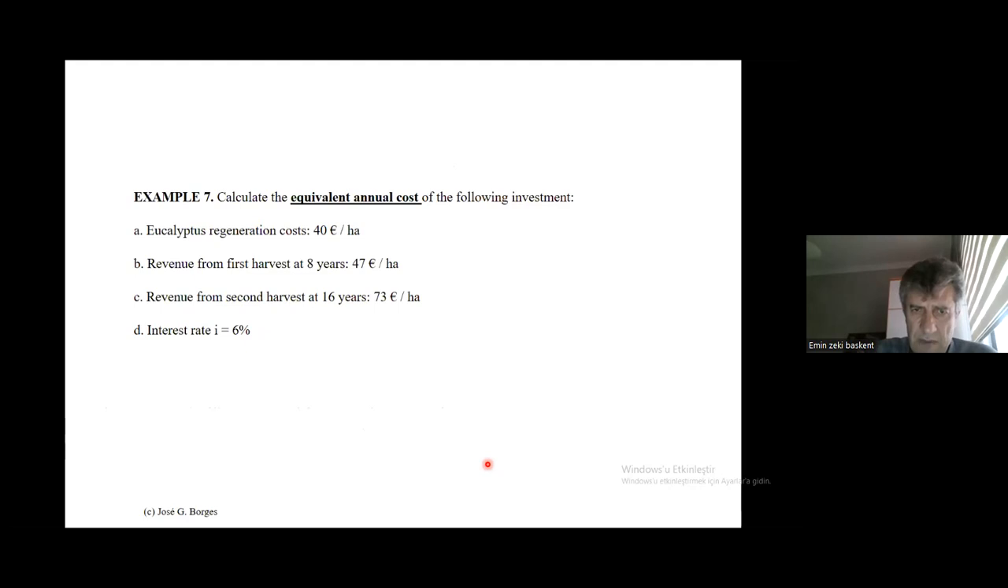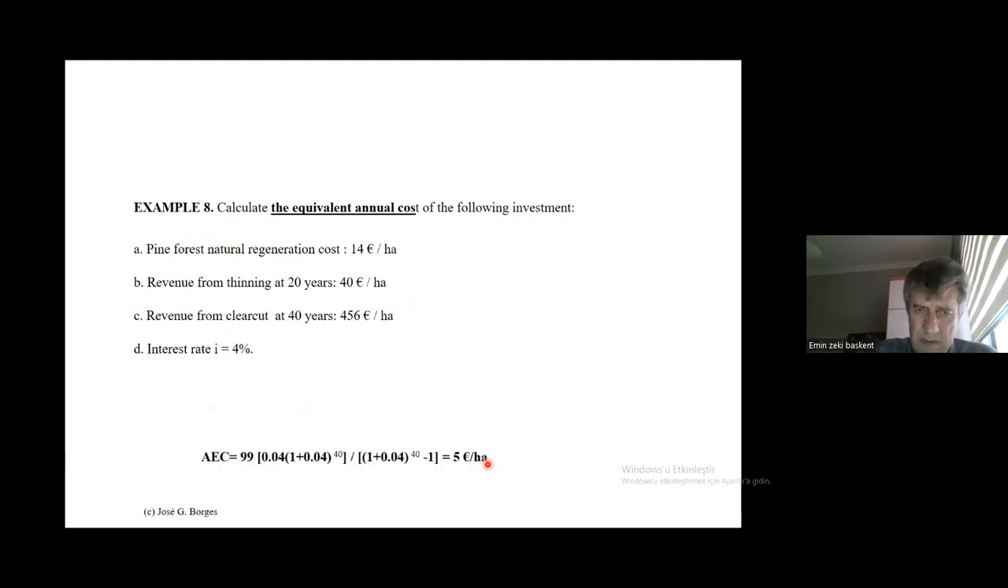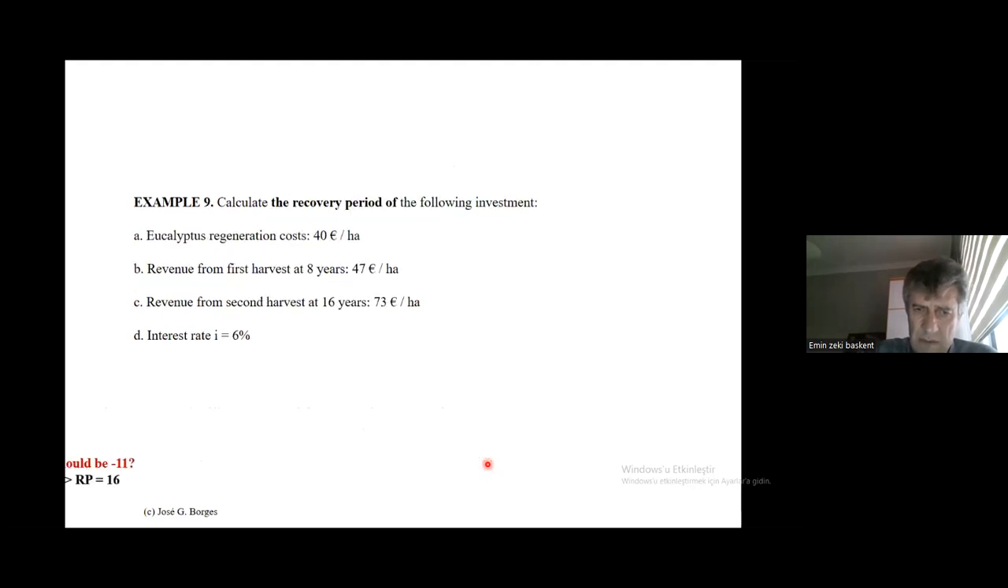So these are given, an annual equivalent annual cost. Also, there are some examples you can take a look at. Okay, there is also the recovery period, which is the last one in the list that we can talk about.